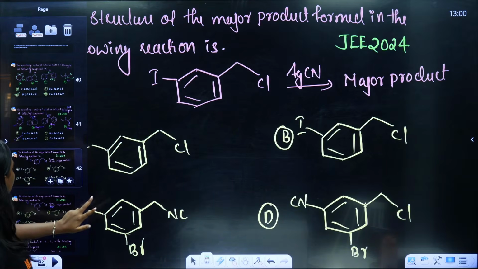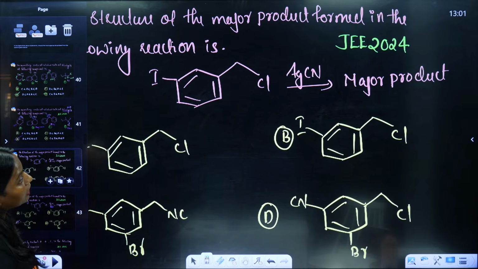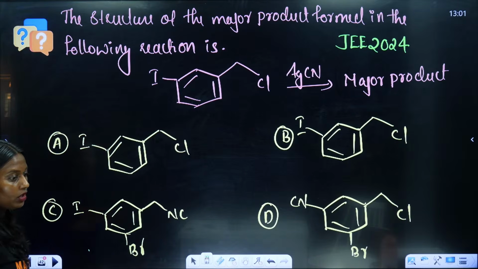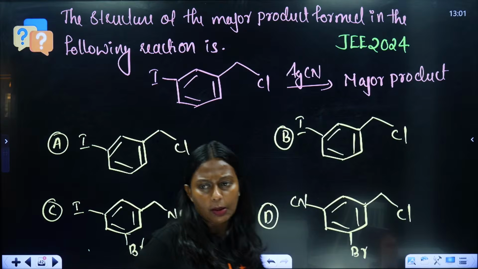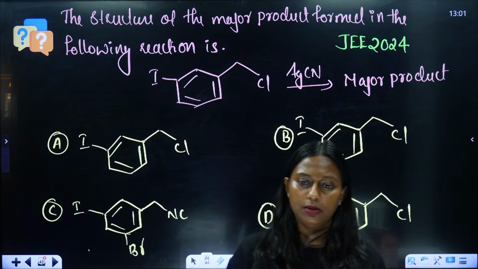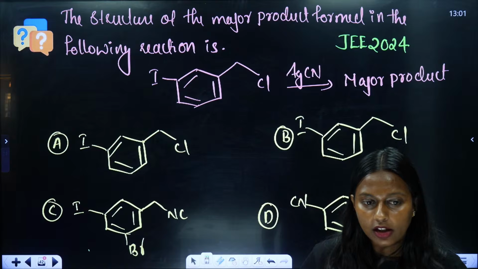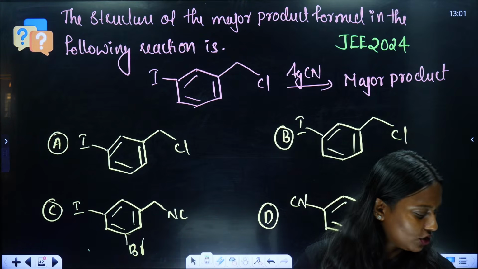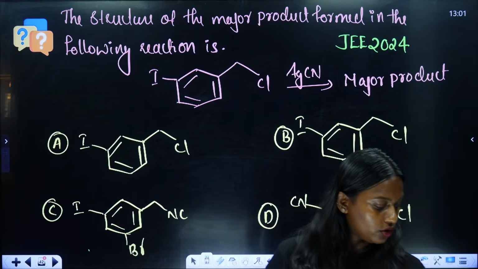Here is the question. This is a JEE 2024 question. Do it, come on, quick. Oh, you forgot that it was ascending order. You should be very careful.